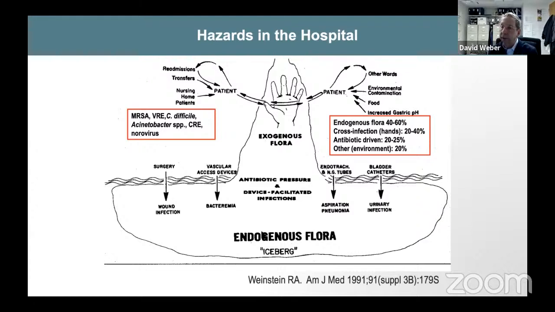And then those organisms gain entry into the patient through surgery, wound infections, vascular access devices, bacteremia, through putting people on breathing machines and getting pneumonia, and bladder catheterization and urinary infections. But about 15 or 20% go patient to patient, and of these, a substantial amount come from colonization or contamination in the environment, and they reach the patients by direct contact of the patient with the environment or through the hands of healthcare providers. Some of the key organisms we're most worried about include MRSA, VRE, Clostridioides difficile, Acinetobacter, carbapenem-resistant Enterobacteriaceae, which are Klebsiella, E. coli, and Enterobacter, and norovirus.